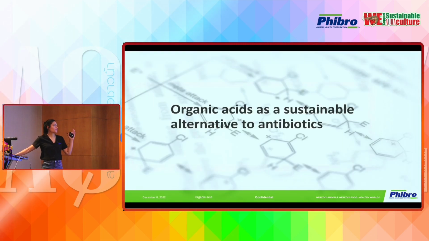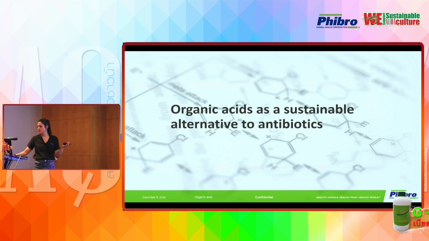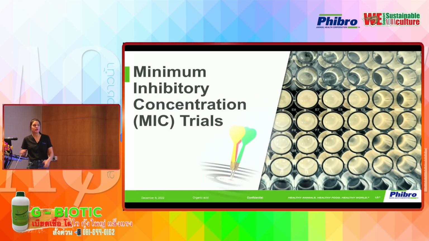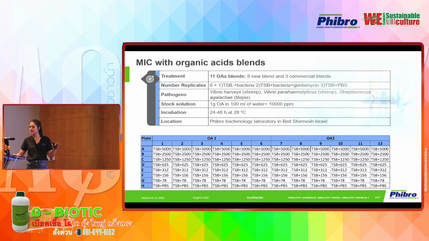So, after we understand how it works against microbes, we will look at organic acid as a sustainable alternative to antibiotics. Now, what I'm going to show you is a minimum inhibitory concentration trial. This is ongoing work of our R&D department. We have been running those trials for quite some time. In this work, we examined different aquaculture-related pathogens and different organic acids. And what you see here is one of the latest trials that we ran.